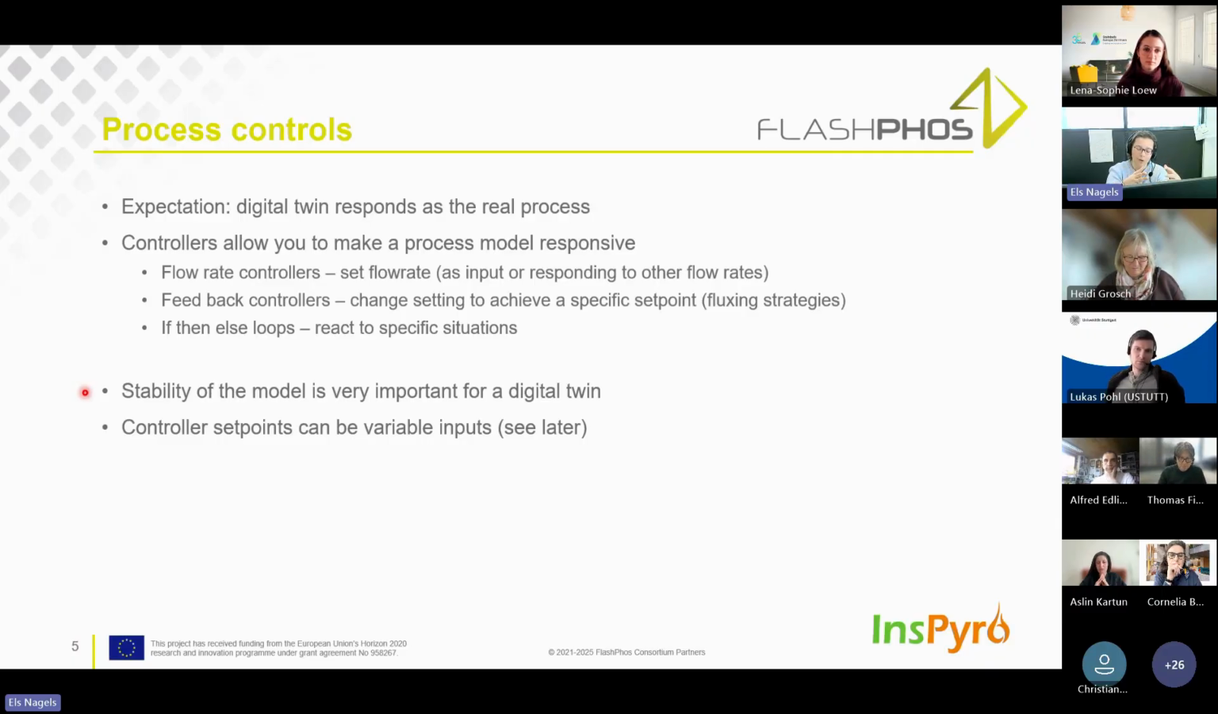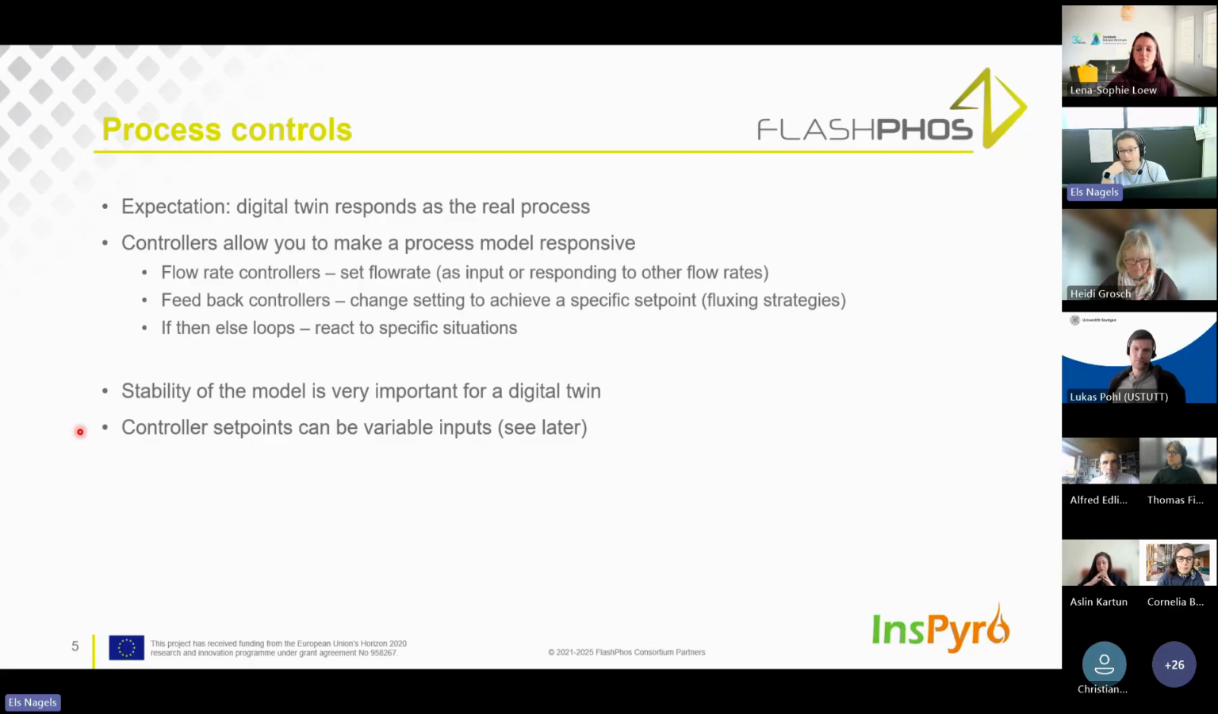If you make a model, you run it, you see it diverges, you adapt your model and you redo the calculations. In a digital twin, that's not possible. It always needs to converge. So you need to set limits to these controllers. When they diverge, you need to correct them, and that is very important.